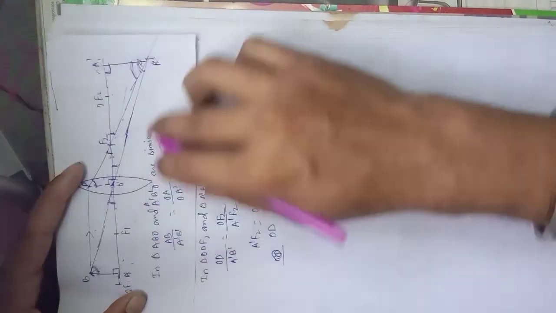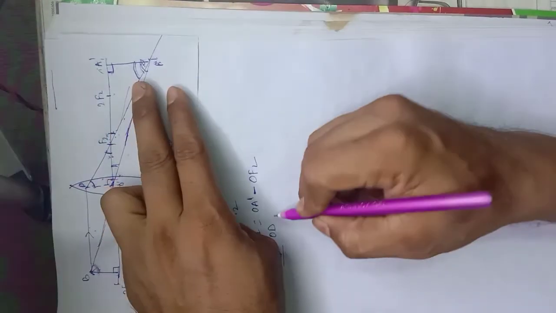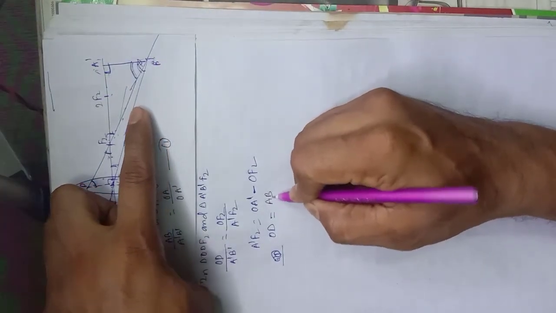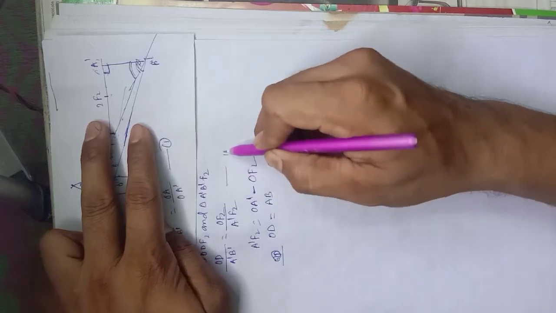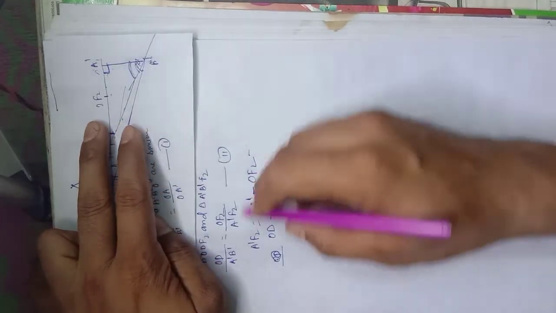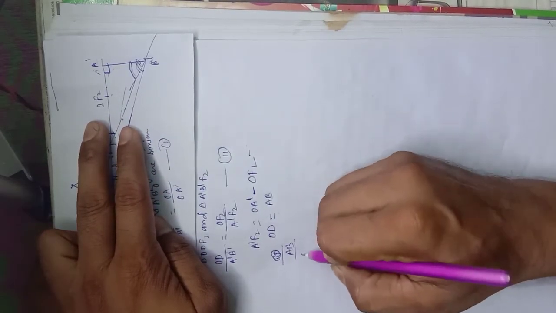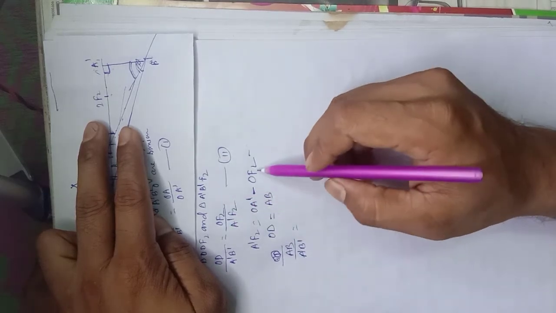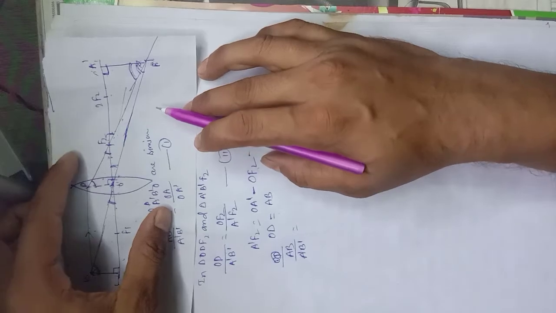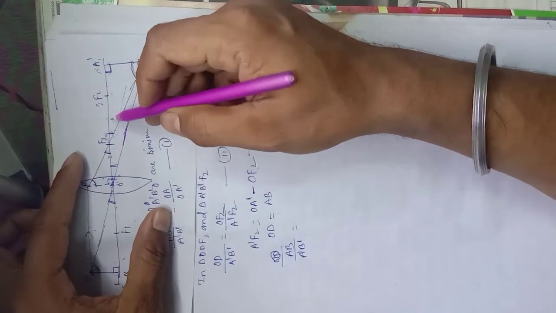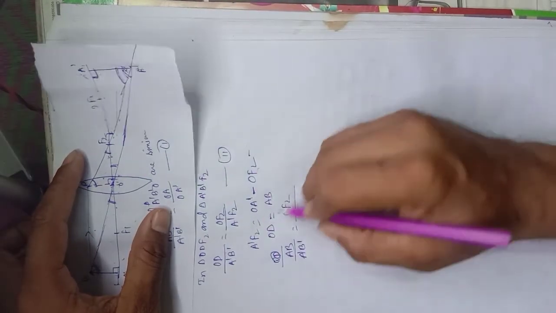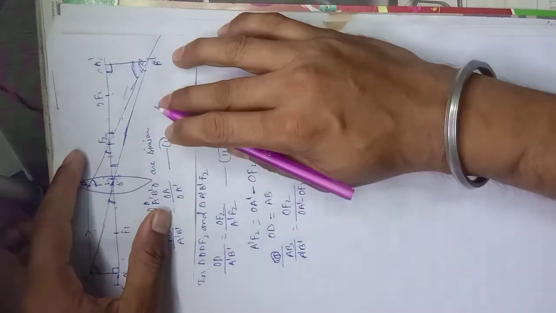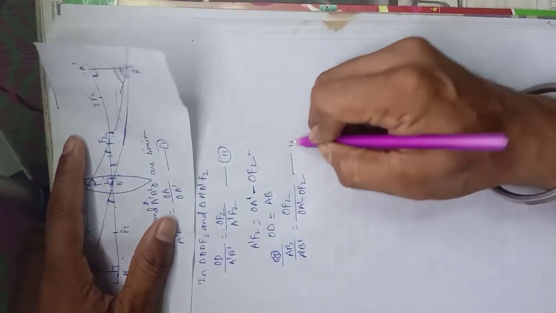Also see here, OD equals AB. So these two values we put in the second equation. OD equals AB, divided by A dash B dash, and OF2 divided by A dash F2, which is OA dash minus OF2. So now let's call this equation 3.